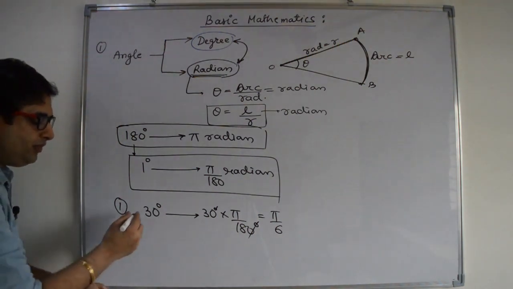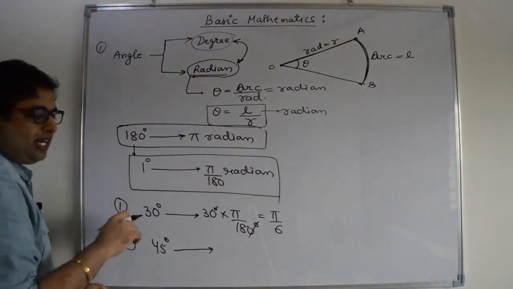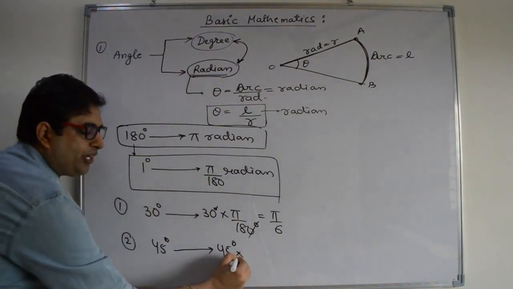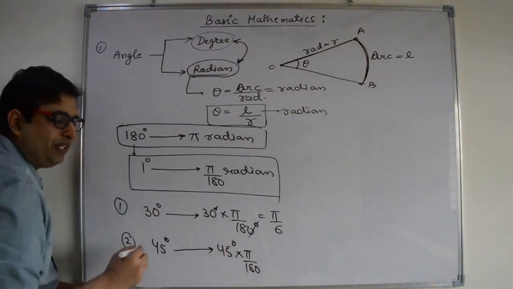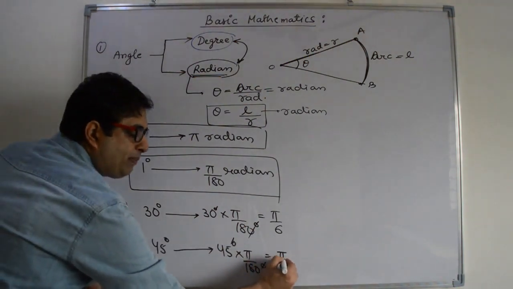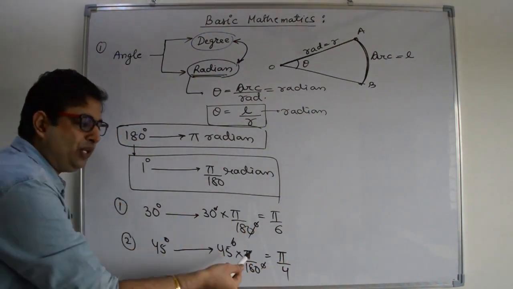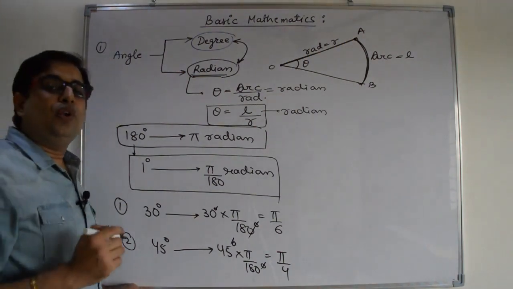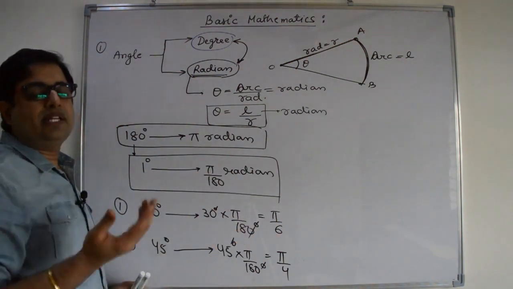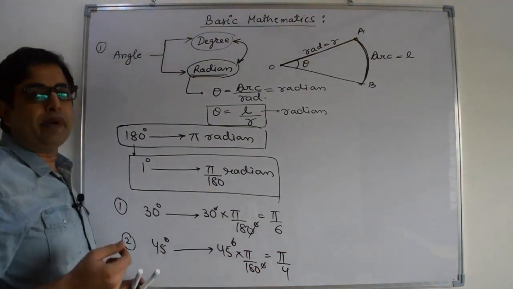Second point. Let us calculate 45 degree. 45 degree is how much radian? 1 degree is equal to this, so 45 degree is multiplication of 45. Degree again will cancel out and we will get pi by 4 radian. Pi is same as 3.14. You can put the value, but in general we always represent radian in terms of pi. You can represent in terms of decimal points also, but in general we represent in terms of pi.